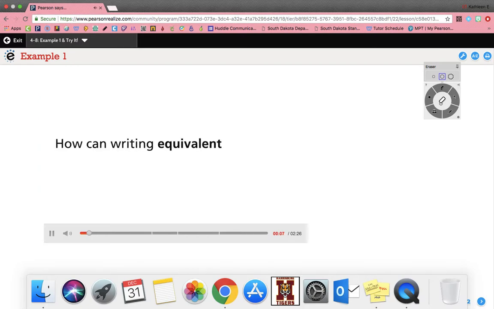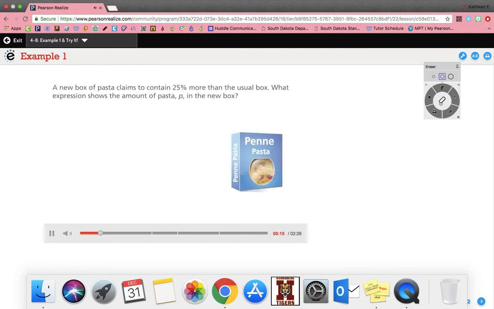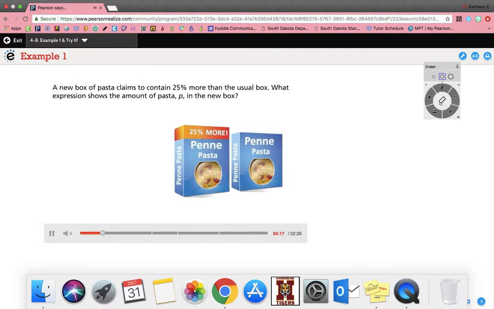How can writing equivalent expressions show how quantities are related? Think about this question during the lesson. A new box of pasta claims to contain 25% more than the usual box. What expression shows the amount of pasta, P, in the new box? Begin by answering this question.